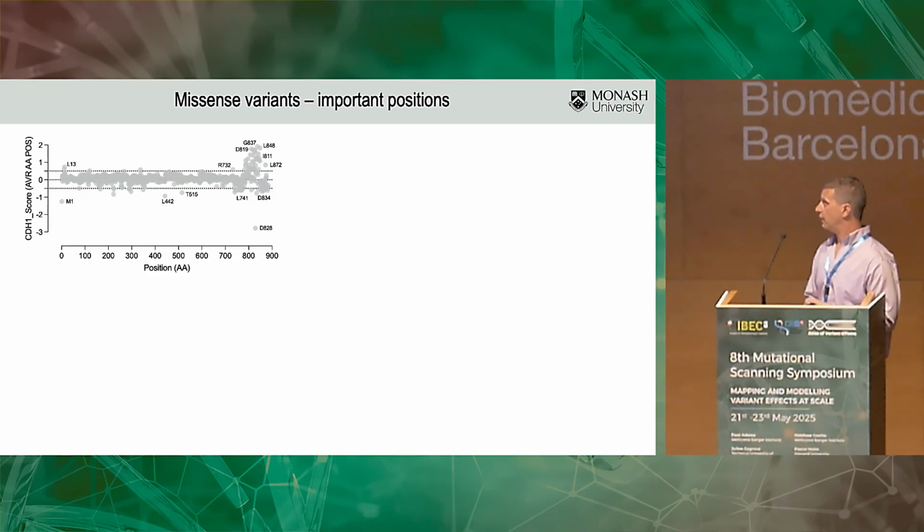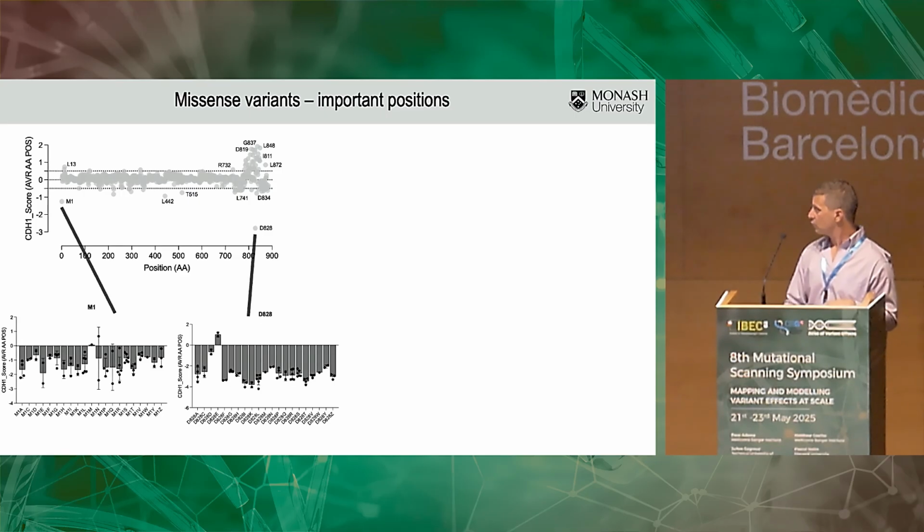Next, we looked at missense variants. The first thing we looked at was important positions. For every position, we take the average of all amino acid changes in that position. Things that would score here as loss of function would be amino acids where no matter what you change, you get an effect. Of course, if you look at the first methionine, this is what you would expect to see. This is what these plots look like, and every dot on this plot represents a different nucleotide change that mediates the same amino acid change. This gives us a very robust way to assess this.